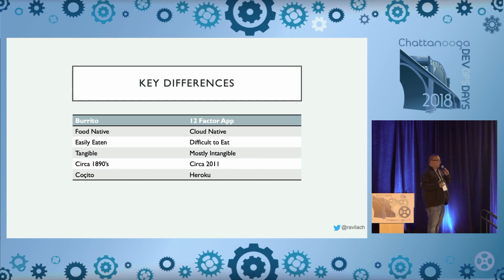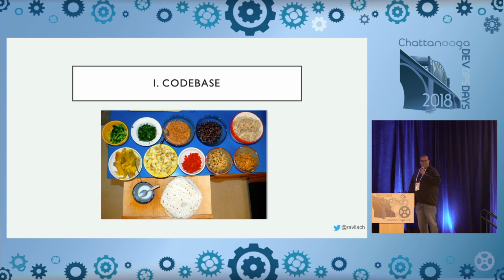If we compare a burrito to a cloud-native application, one is food native, one is cloud native. Really, one is tangible and one is intangible. I'll make a bold claim that the burrito was the original container before Docker. You were storing things in burritos before that. So let's talk a little bit about the 12-factor application.